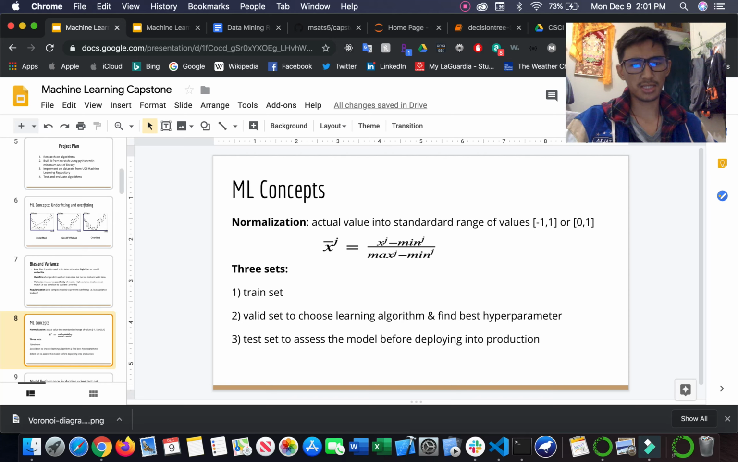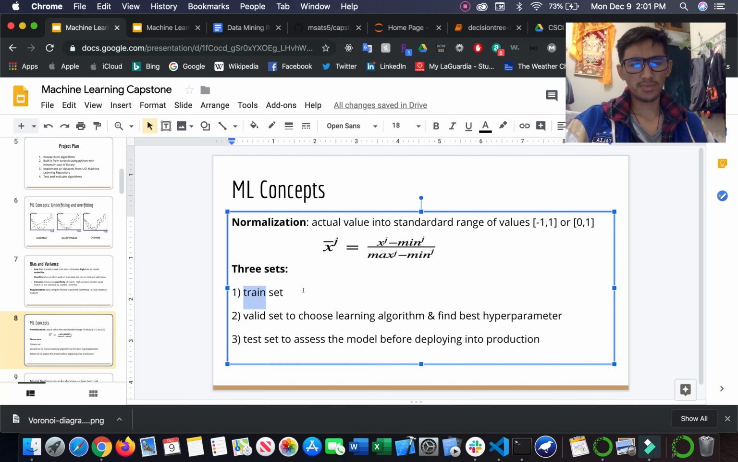So you could use the concept of min-max. And these are the three sets. Usually you want the largest volume in the train set, like 70% or 80%. If you have a train set of 80%, you could have 10% valid and 10% test set. If it's 70, it depends. Usually the valid set is to find the best hyperparameters, and the test set is to assess the model before deploying into production.